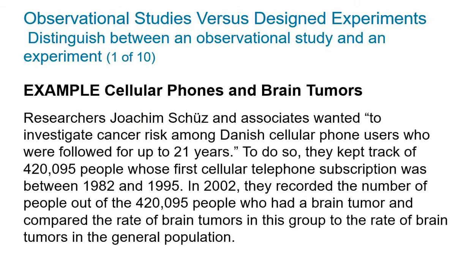Researcher Joachim Schwitz and associates wanted to investigate cancer risk among Danish cellular phone users who were followed for up to 21 years. To do so, they kept track of 420,095 people whose first cellular telephone's subscription was between 1982 and 1995. In 2002, they recorded the number of people out of the 420,095 people who had a brain tumor and compared the rate of brain tumors in this group to the rate of brain tumors in the general population.